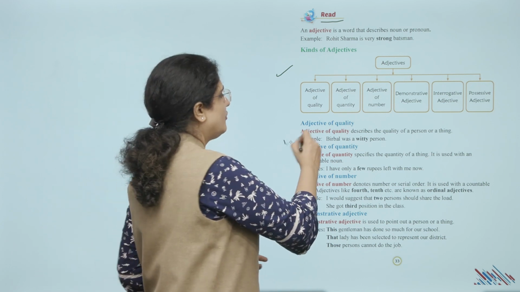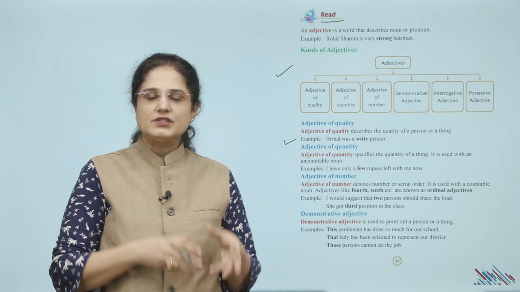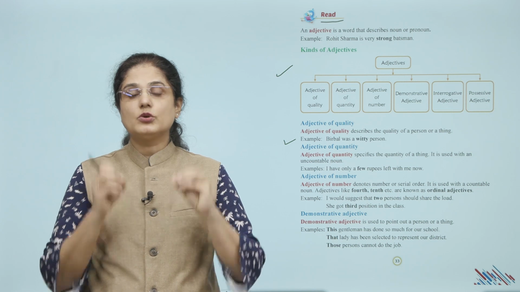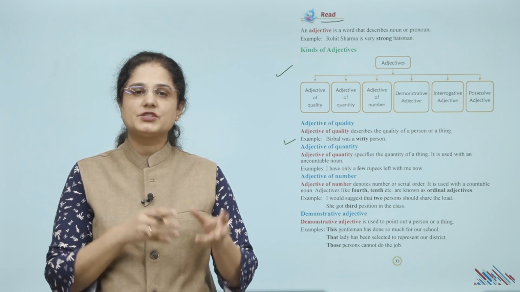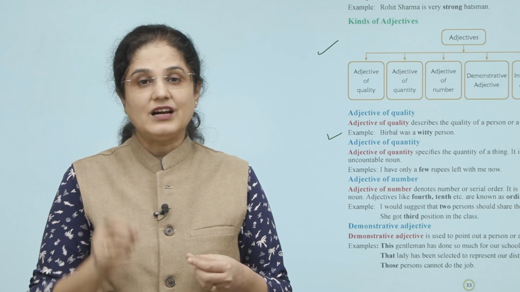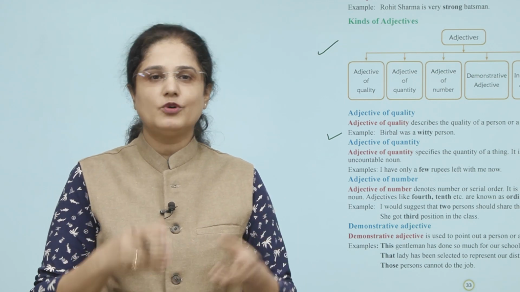So adjective of quality describes the quality of a person or a thing. किसी भी person या thing की जो quality को describe करे वो adjective of quality है. For example, Birbal was a witty person. यहाँ पे witty जो है ये adjective of quality है.